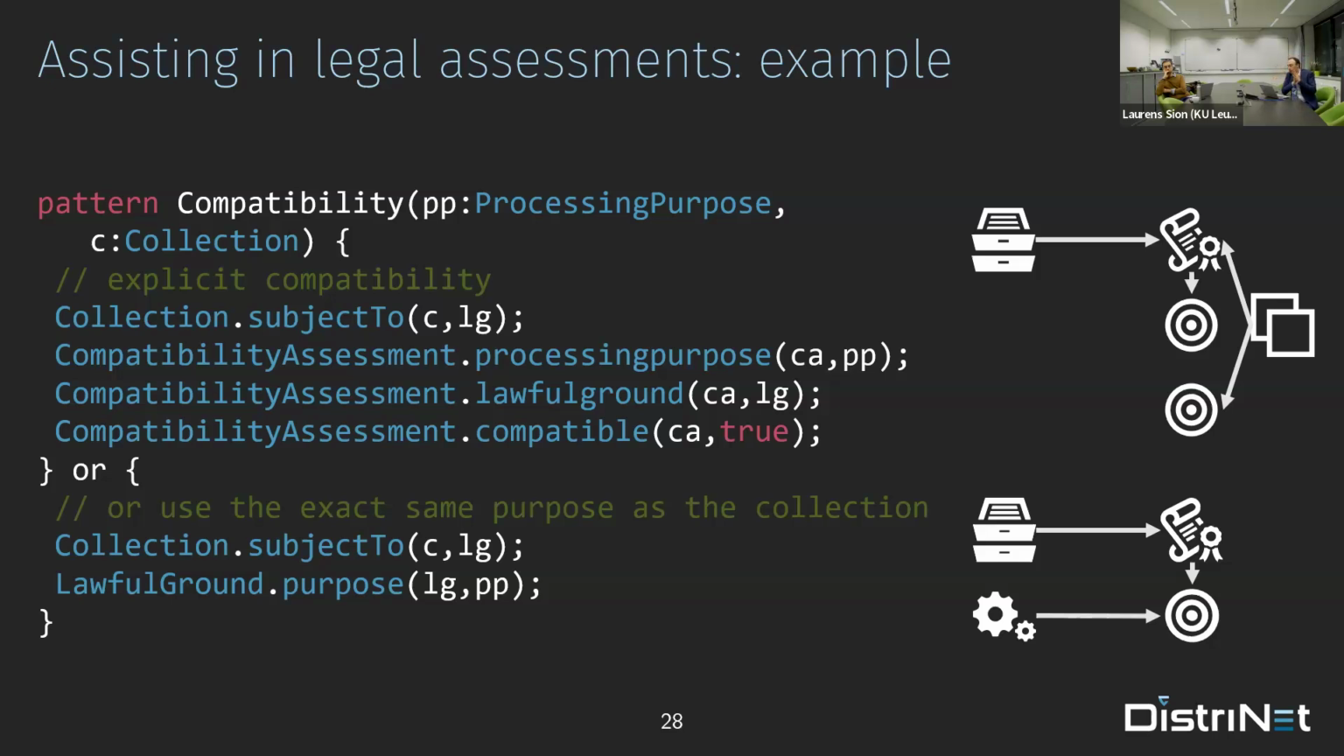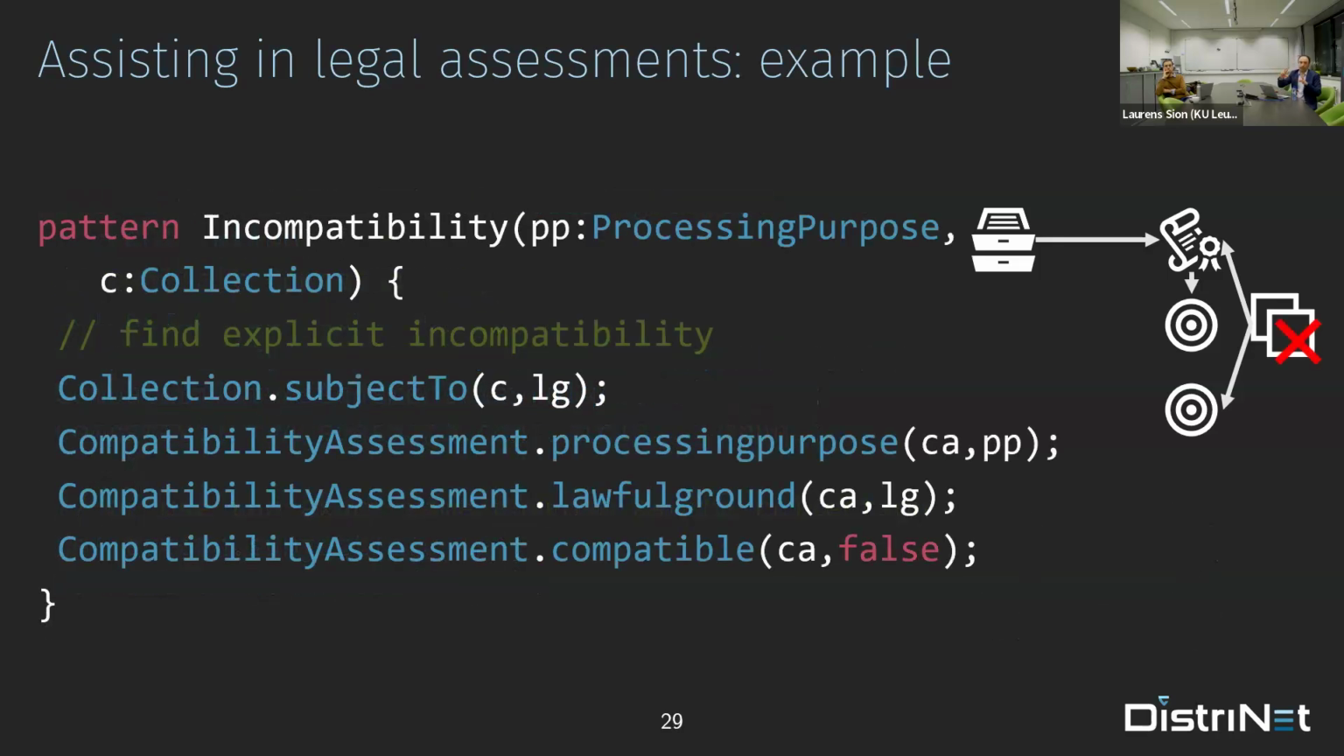Another possible situation is that your processing refers to the exact same purpose as the collection. And that's of course a benefit of a model-based approach. If they point to the exact same model element, then we know that the purpose is exactly the same. So the compatibility check is actually trivial in this case. So it's by doing this kind of systematic assessment over the model that we can continuously extend and expand the information in the model. And of course, the same check applies for finding incompatibilities because we can also include this and reuse this information over time as well.